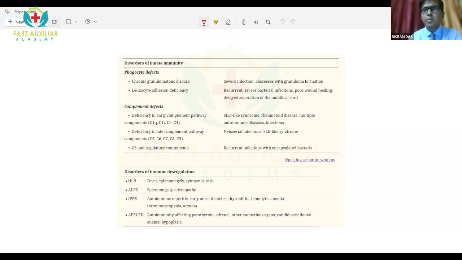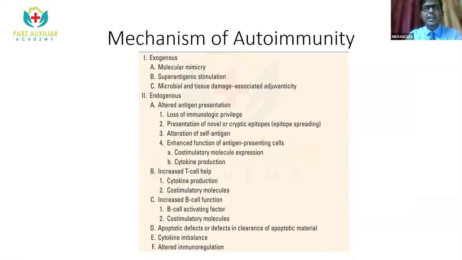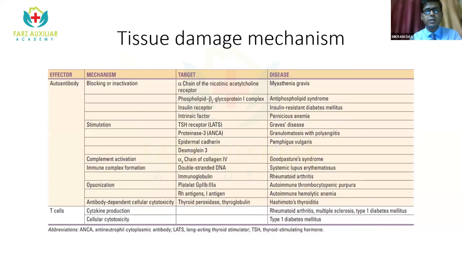I'm on mechanism of autoimmunity. So it can happen by exogenous stimulus or endogenous, or increased B cell or T cell responses or cytokine imbalances. How does the tissue damage happen? It could be due to autoantibodies or by T cells. Autoantibodies can block or stimulate or can help in opsonization or can cause direct cellular cytotoxicity. Like in case of antiphospholipid antibody syndrome, there will be blocking of the phospholipid beta-2 glycoprotein 1 complex. So there will be this disease.